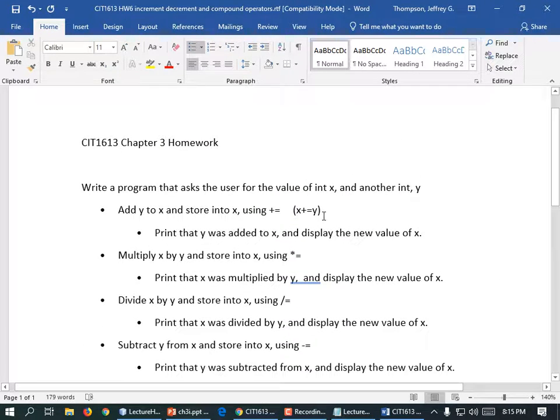So this is going to be x += y. This is going to be x *= y, x /= y, x -= y, and so on. Does that make sense? Okay. Let me just say, for example, x += y, like that. Save this and re-upload it.